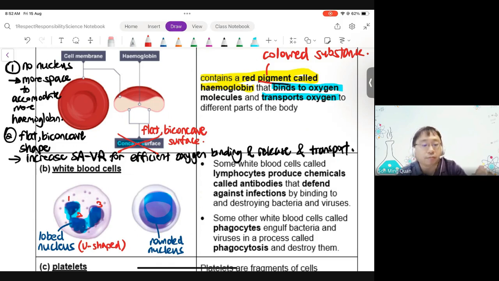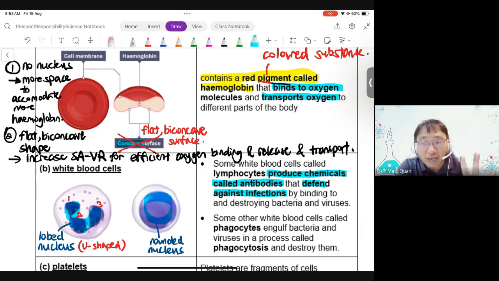Now, what do white blood cells do? Broadly speaking, white blood cells defend against infections by bacteria and viruses. They defend our body against foreign infections. How do they do that? White blood cells can defend our body against infections in two ways. The first way is to produce chemicals called antibodies. These are chemicals that bind to and then destroy the bacteria and viruses. So this is by producing chemicals called antibodies.